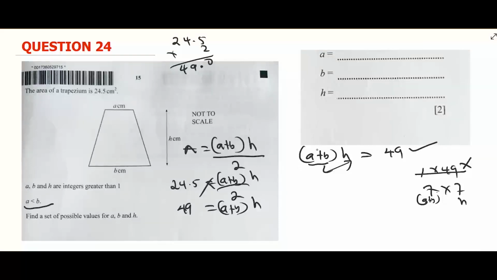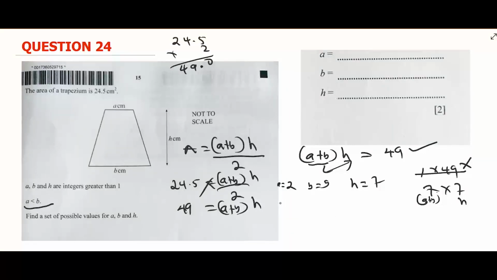Now for us to get A plus B that add up to 7, we have already been told that A, B and H can never be 1. And then we know that A is always less than B. So we need two numbers that add up to 7. We have A equal to 2, for instance. If A is equal to 2, then B will be 5, because that is how we can have 7. So 2 plus 5 is 7, and H is always 7. 7 times 7, 49. So that means A could be 2, B will be 5, and H will be 7.